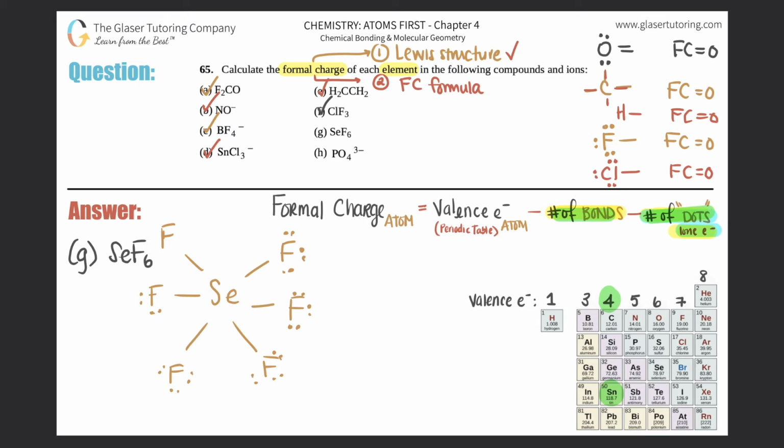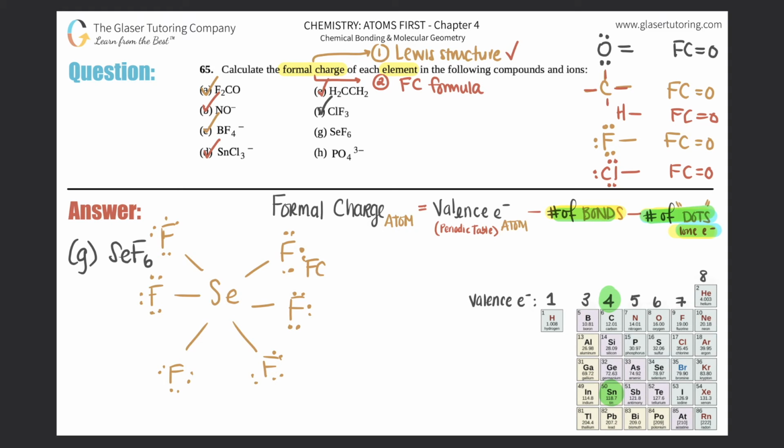And as I draw this, what do you think? Do we already know the formal charge for these fluorines? Yeah, because they're all the same. A fluorine with 1 bond and 3 lone pairs is always a formal charge of 0. Look here: fluorine with 1 bond, 3 lone pairs. Each fluorine has the 1 bond and the 3 lone pairs.